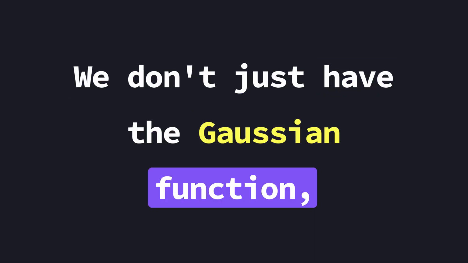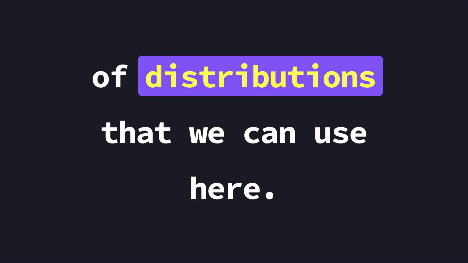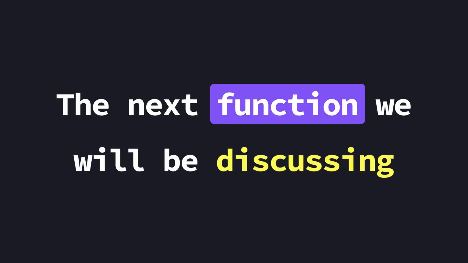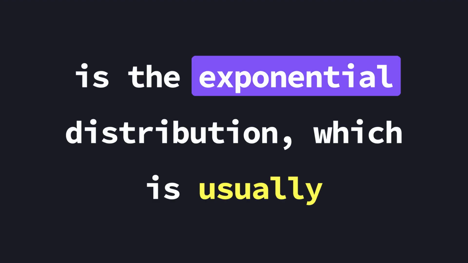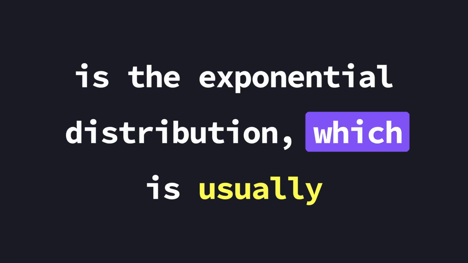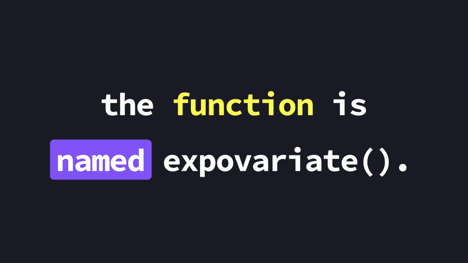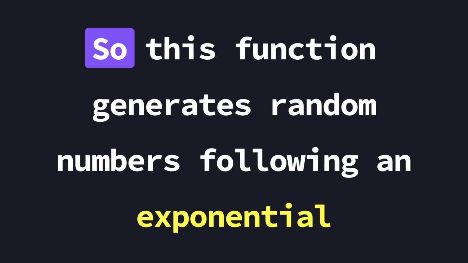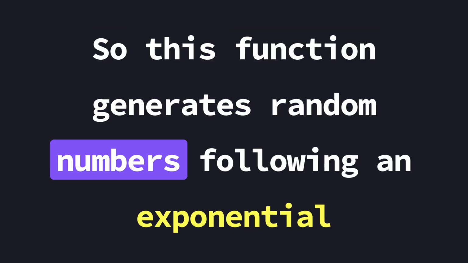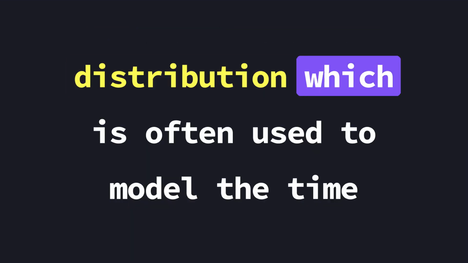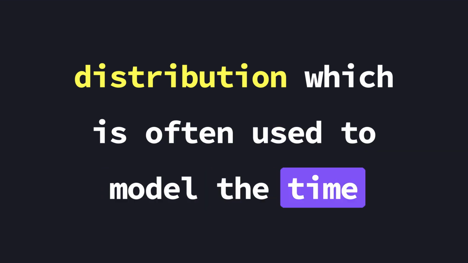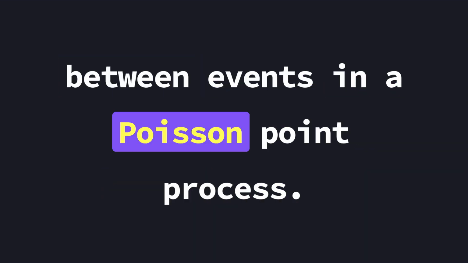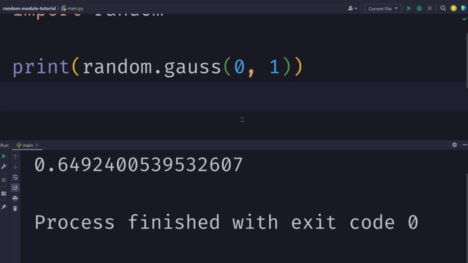So that is not it. We don't just have the Gaussian function. We have a lot of different types of distributions that we can use here. The function we will be discussing is the exponential distribution, which is usually named expovariate. This function generates random numbers following an exponential distribution, which is often used to model the time between events in a Poisson point process. So the example would look something like this.